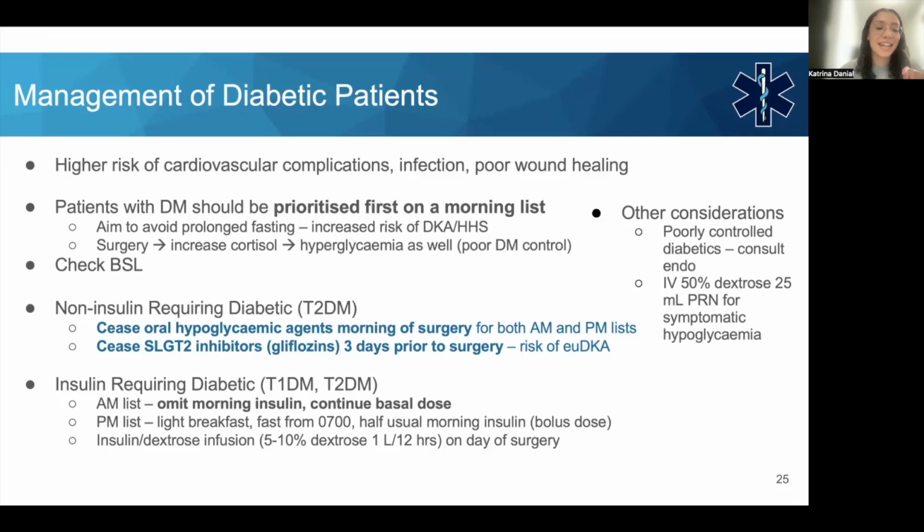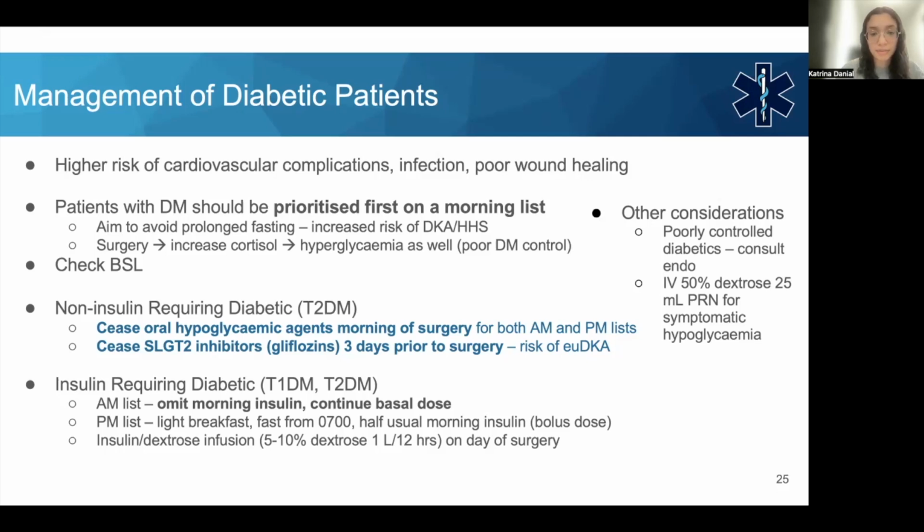And then if they are on insulin, if they are on the AM list, so a morning surgery, you don't give them the morning insulin, but you continue their basal dose. So you don't give them the fast-acting insulin, you just continue their basal dose. And then if they're on the PM list, they can have a light breakfast and then fast from 7 a.m.